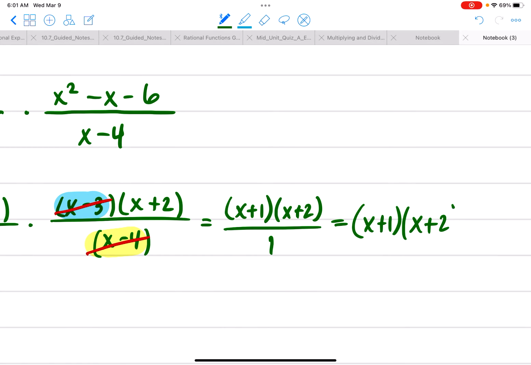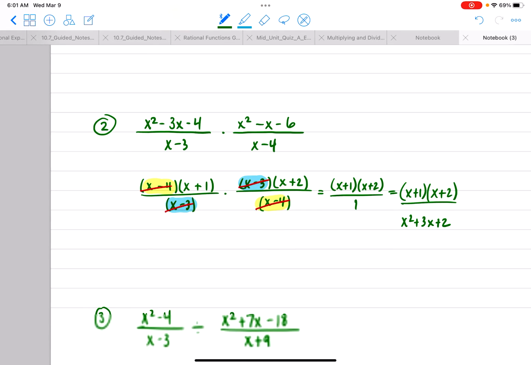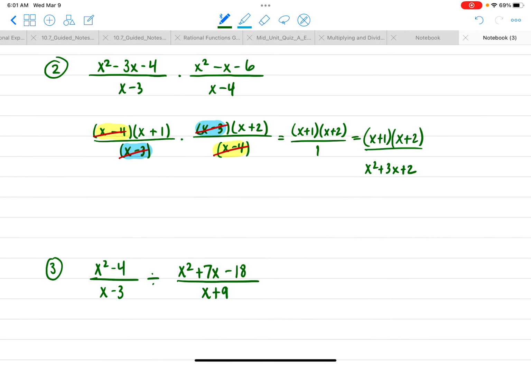Okay? I'm not sure how Delta Math wants it, if it wants that, or if it wants you to actually FOIL it and say x squared plus 3x plus 2, but whatever. Figure out which one works and then roll with it. Okay? That's how you multiply rational expressions.